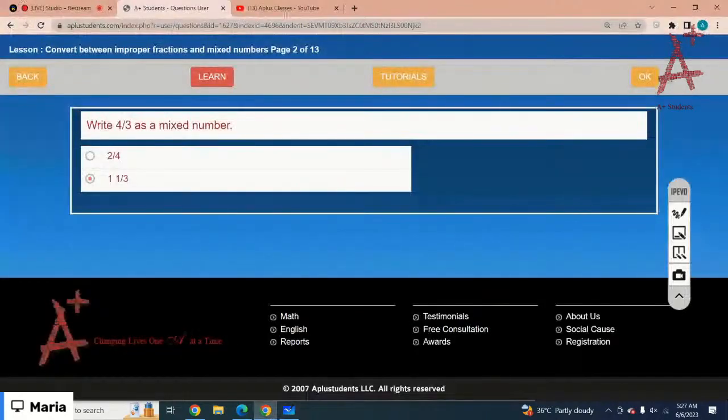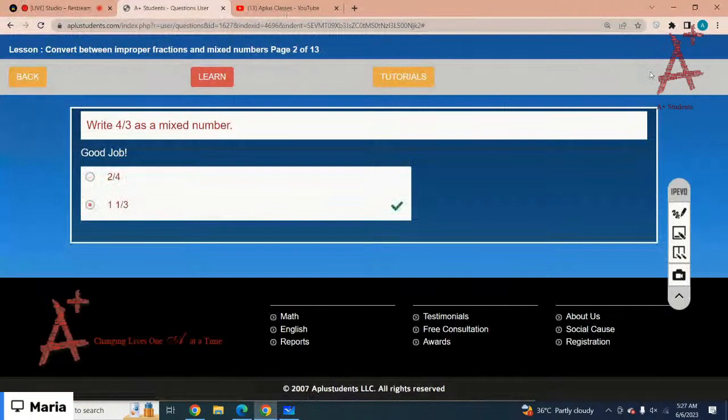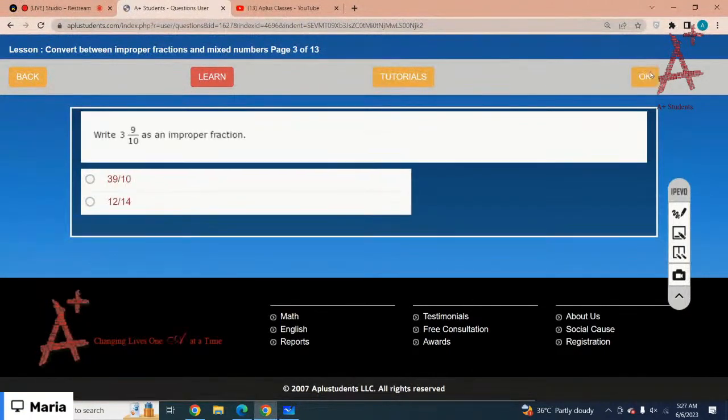So it would be 1 whole 1 over 3. The second option is the correct one. Okay, the next one is write 3 whole 9 by 10 as an improper fraction. So which is the correct option?